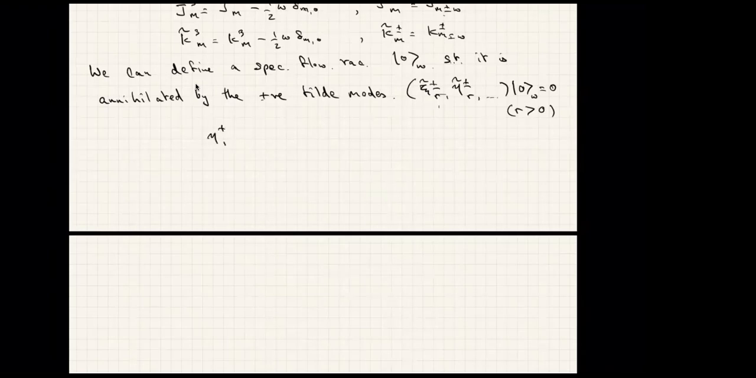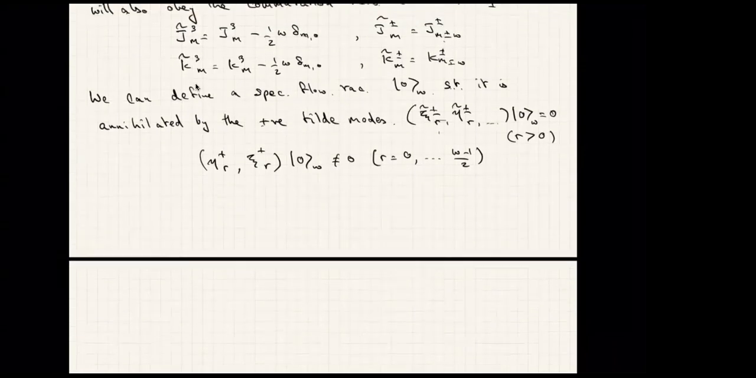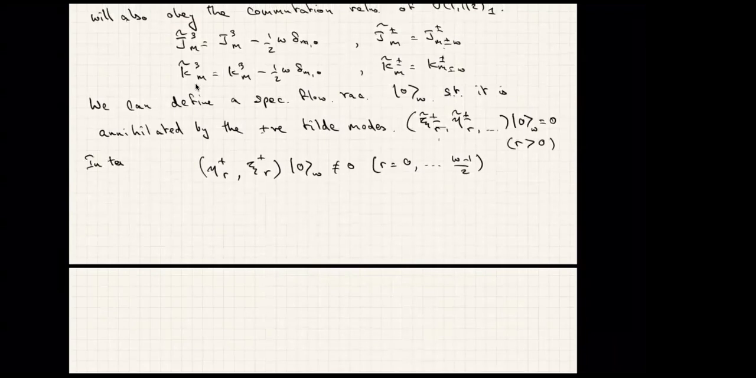You find eta plus r or psi plus r, these things acting on the vacuum, is not equal to 0 for things that you might otherwise have thought. So these are some positive modes. The first w minus 1 by 2 positive modes don't annihilate the vacuum, as you can just see. So this is in terms of the original modes, which are really the physical modes.